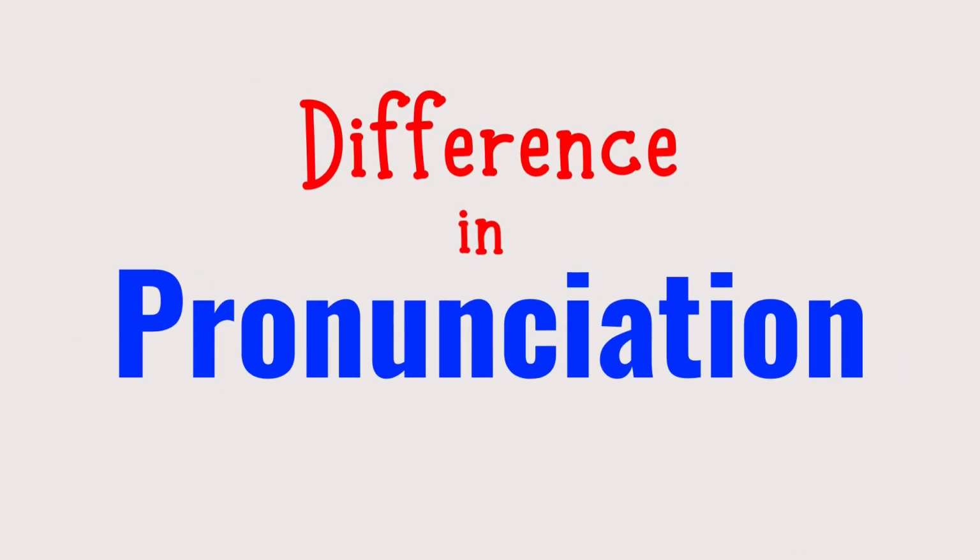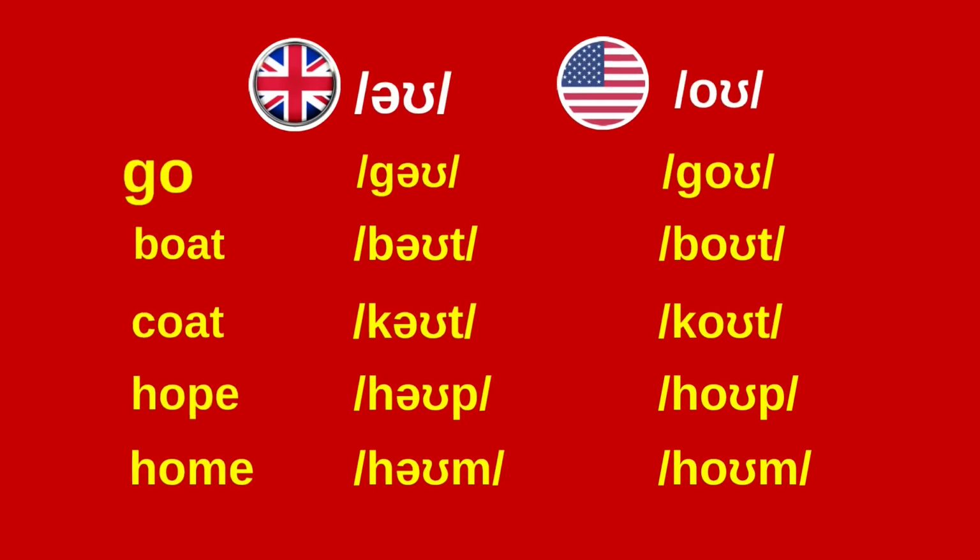Now we come to the last segment of our video today. This is pronunciation. American English shows a considerable difference when compared its pronunciation with British English. As you can see on screen right now, the first set of words we have selected is actually these two sounds O, and in American English it's O.